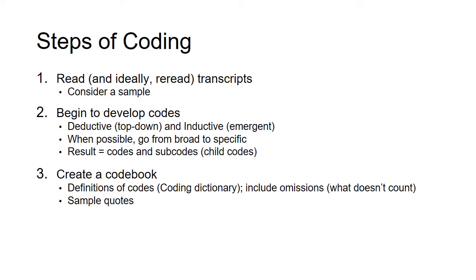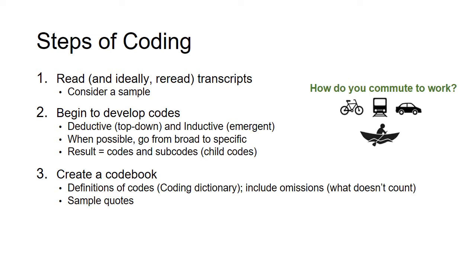For example, if you're thinking about how people commute to work, you might have some preconceived ideas that maybe people are transporting themselves by bike, or by train or bus, or even by car. Those are things that are top down. You have an idea of how this works. But some things are also going to come out of the data, emerging from the data. For example, somebody might kayak to work, and this is something that you might not have expected.